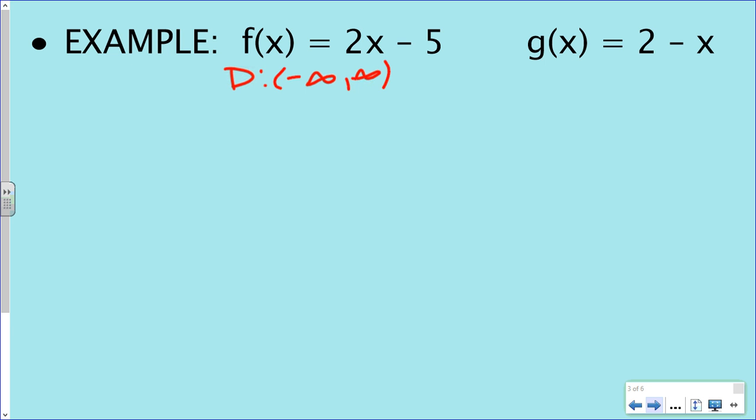Any linear equation with slope is going to have a domain of all real numbers. Like G. G is a linear equation that has slope. It's going to be all real numbers.